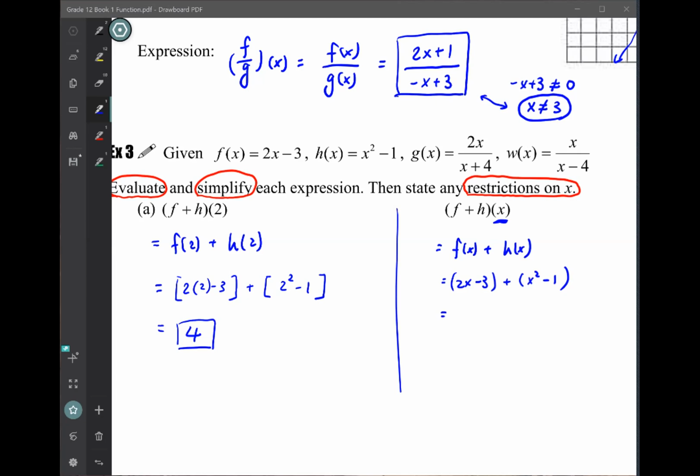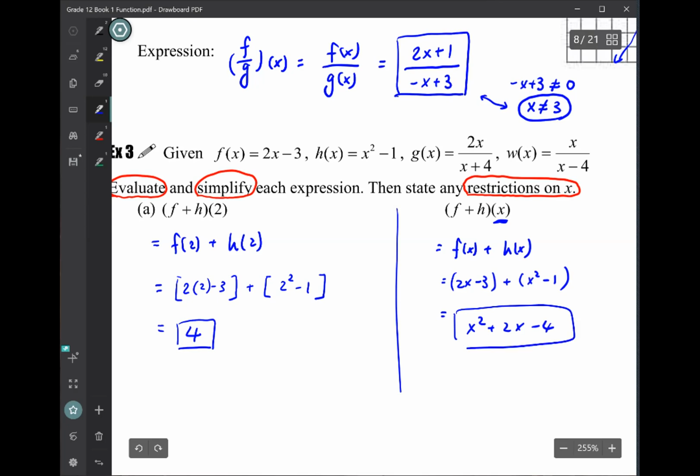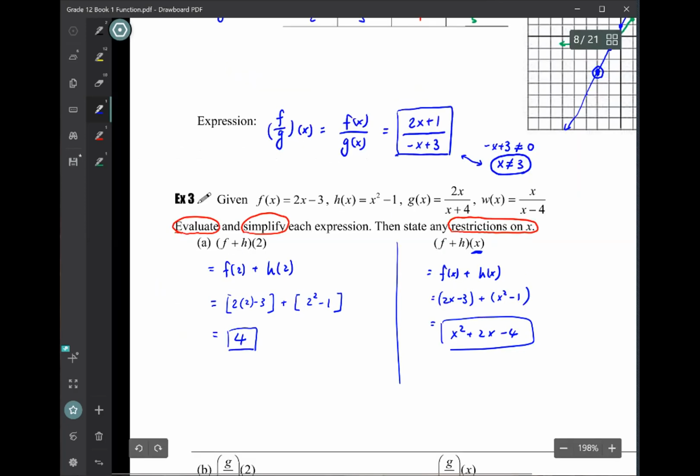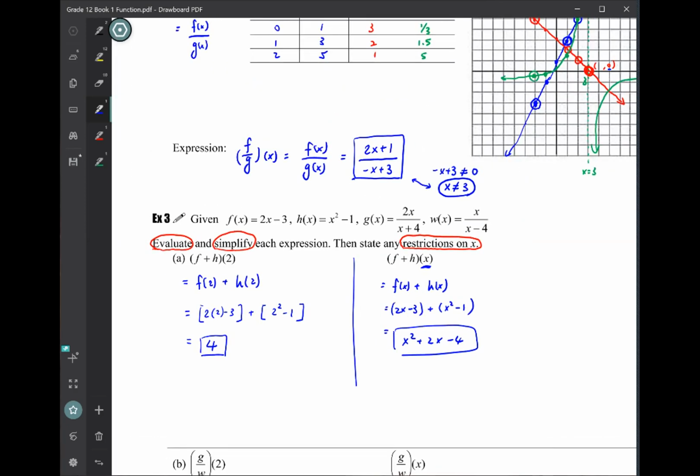X squared plus 2x minus 4. X minus 4, yeah, looks good. Okay, so that's all, right? This part is pretty easy because we're not graphing. For the graphing, you think about the points, the numbers for a lot of points. This one, you just find 1 point.